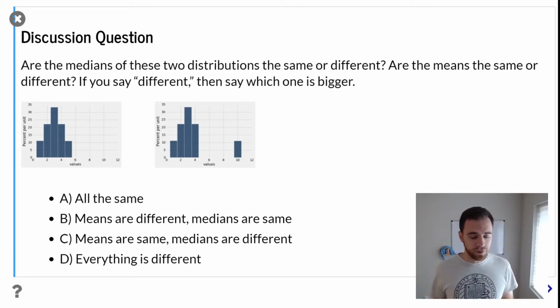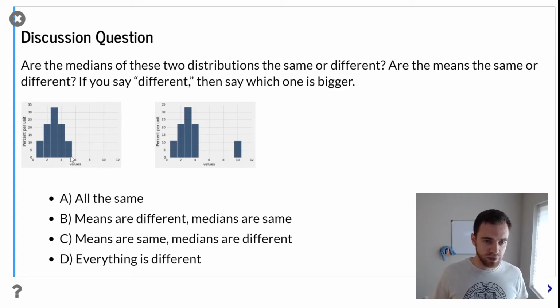Let's look at the mean now. I'm going to add up all of these numbers, and I'm going to divide by however many numbers I have. Now the number of numbers isn't changing, so the denominator isn't changing between these two. But what is changing is the numerator, the sum.